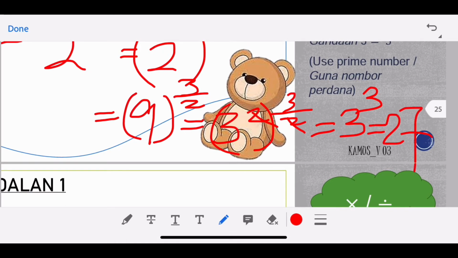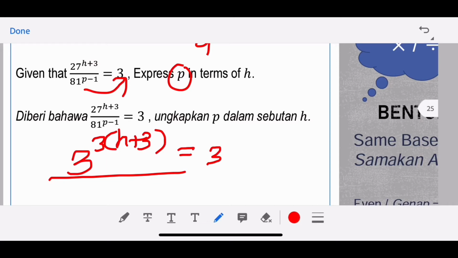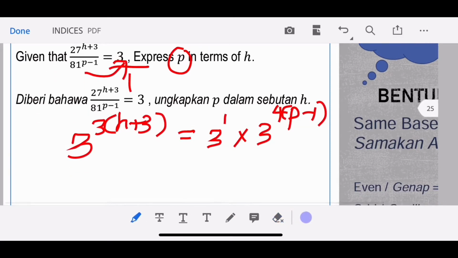Alright, so then next we will proceed to the next question. For this video, we will discuss the indices equation with the same base. Okay, for this question, you're having 27, which is 3 power 3, h plus 3. And then 81, you can times to the right hand side. So 81 is 3 power 4 times the p minus 1. And then you can just equate them because all the bases are the same, right?